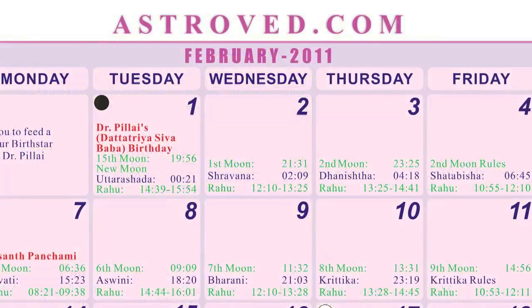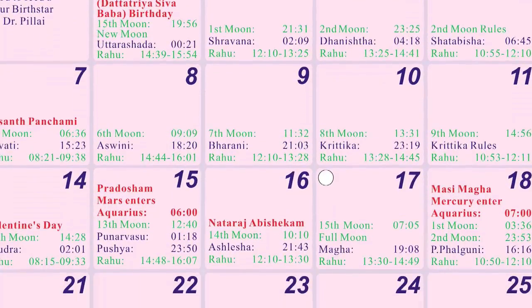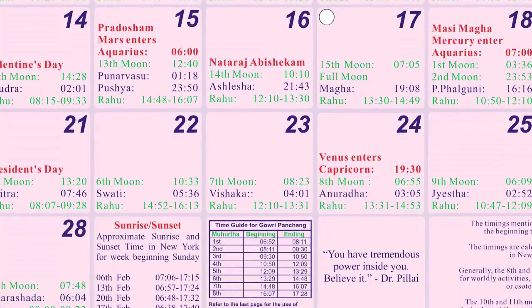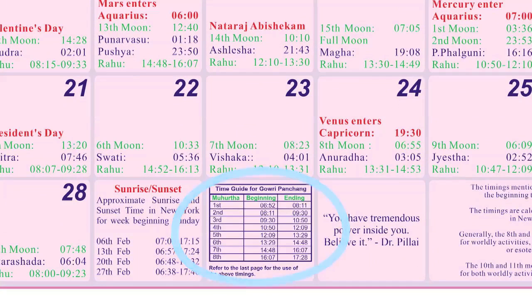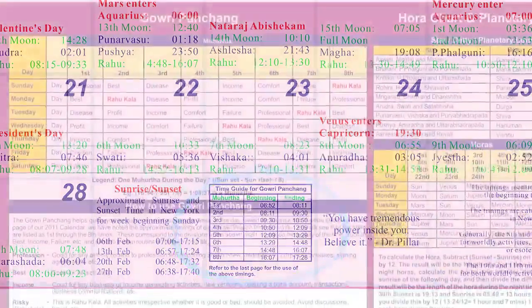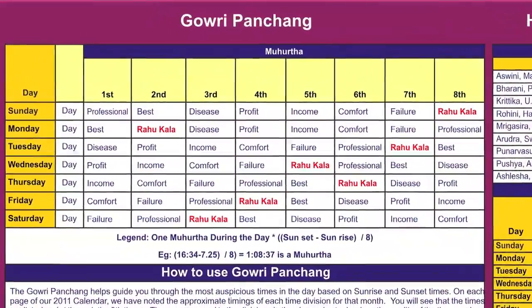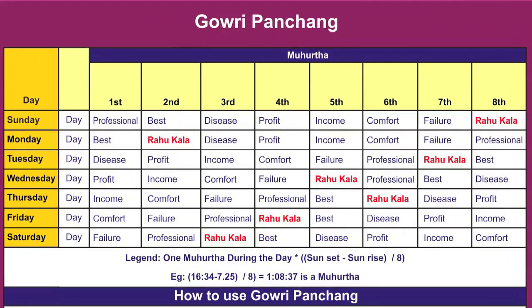For example, say you want to use the Gauri Pangchang for Thursday, February 10th. First, turn to the month of February and read the time guide for Gauri Pangchang. The first Muhurta is from 6:52 to 8:11 a.m. Then go back to the large Muhurta table on the reference page. February 10th is a Thursday, so you find Thursday on the left-hand side. Then you find the first Muhurta on the table.